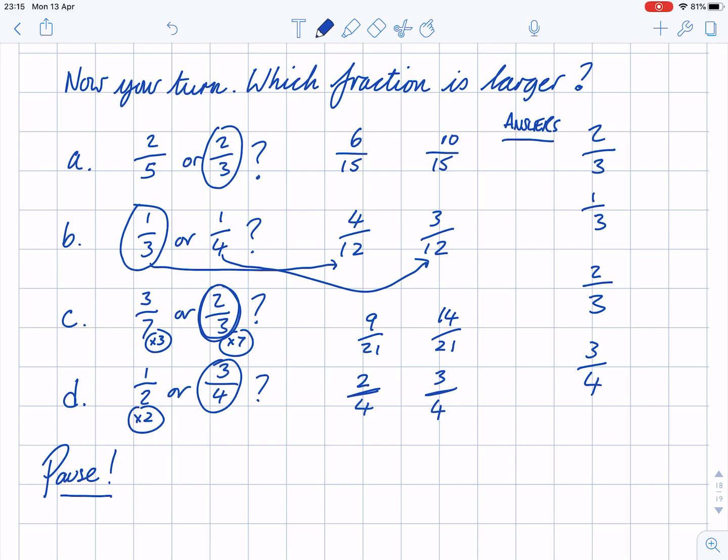Well done for having a go at those. We're going to move on, I imagine, to something else tomorrow, but I just really wanted to make sure that you understood how to identify which fraction is larger. Well done for having a go with that, and I look forward to seeing you tomorrow.